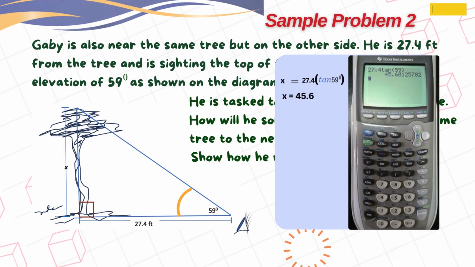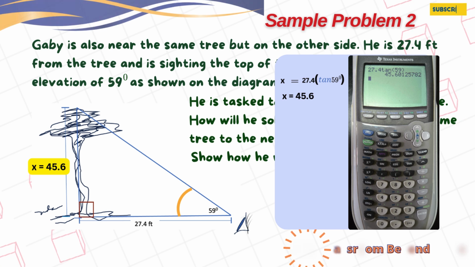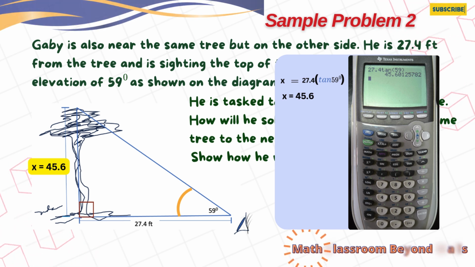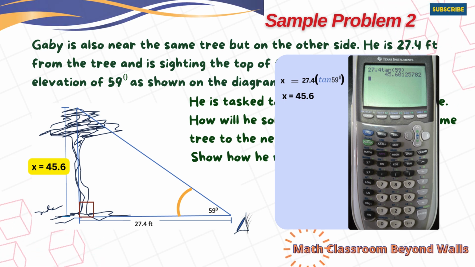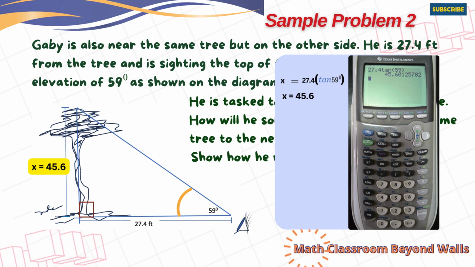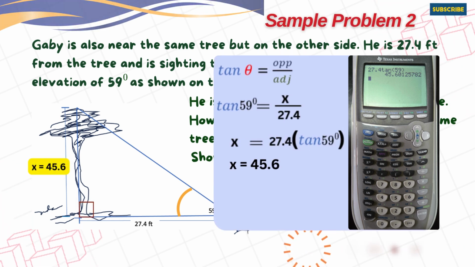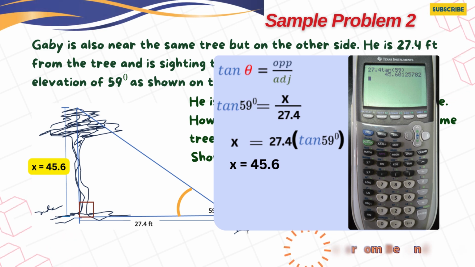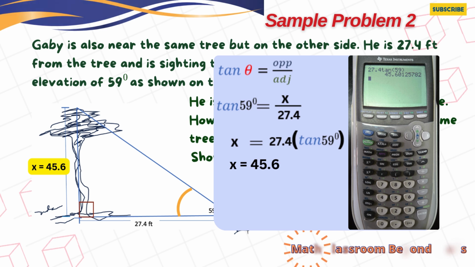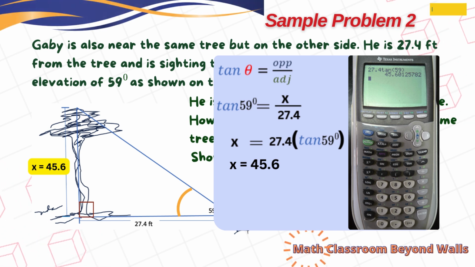So x is equal to 45.6. The height of the tree is therefore 45.6 feet. This is the same answer that we got earlier on sample problem 1. Again, the required work is as follows, where x is the height of the tree. Remember these, learners: having different sets of given information lead you to different ways of solving the same problem.